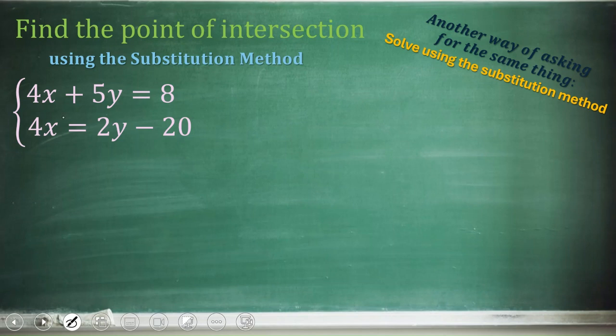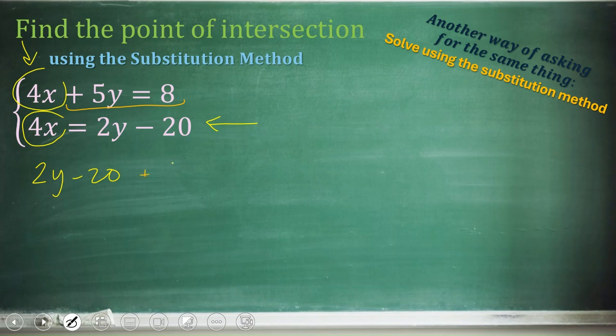So for instance, you might notice that I have a 4x here, and I also have a 4x here. They're exactly the same, which means that I can take whatever this 4x equals and substitute it in for that 4x. So let's go ahead and solve this equation, or we can find the point of intersection by substituting 2y minus 20 everywhere I see 4x in the first equation. So I'm just going to start, and I'm just going to say 2y minus 20. I'm going to change the color so you can see, and then I'm just going to write the rest of this equation because I already substituted 2y minus 20 for that 4x.